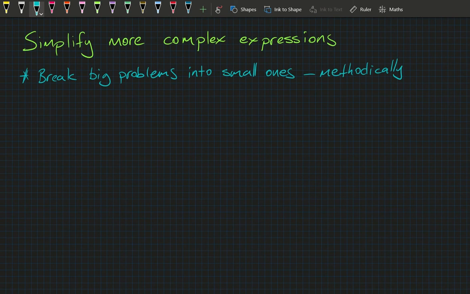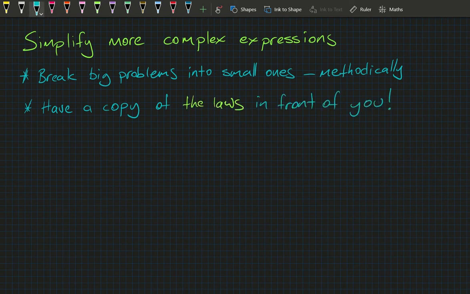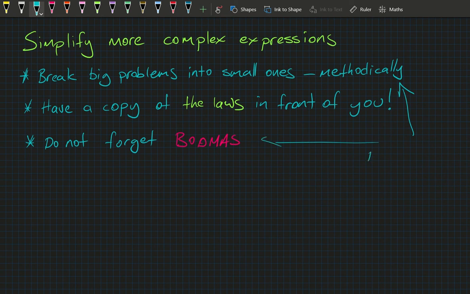So stick to all the laws we've learnt in the last lesson by making sure you have a copy of them in front of you, including the negative indices laws that we've spoken about today. I know I've got a copy here right now. And also, do not forget BODMAS. And I appreciate I sound a bit like a broken record now, but obviously it's important.